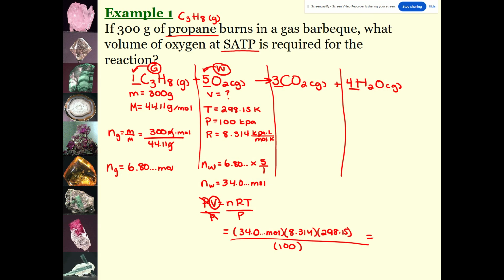So if you put that in your calculator, 34 times 8.314 times 298.15 divided by 100, we get an answer of 842.94 so on liters. Looking back at the question, there's 3 sig digs. So cutting it off at 3 doesn't cut the decimal, so we don't need to put it in scientific notation, but we are cutting off a 9, so it will round the last digit that we keep up. So the final answer would be 843 liters to your proper sig digs.